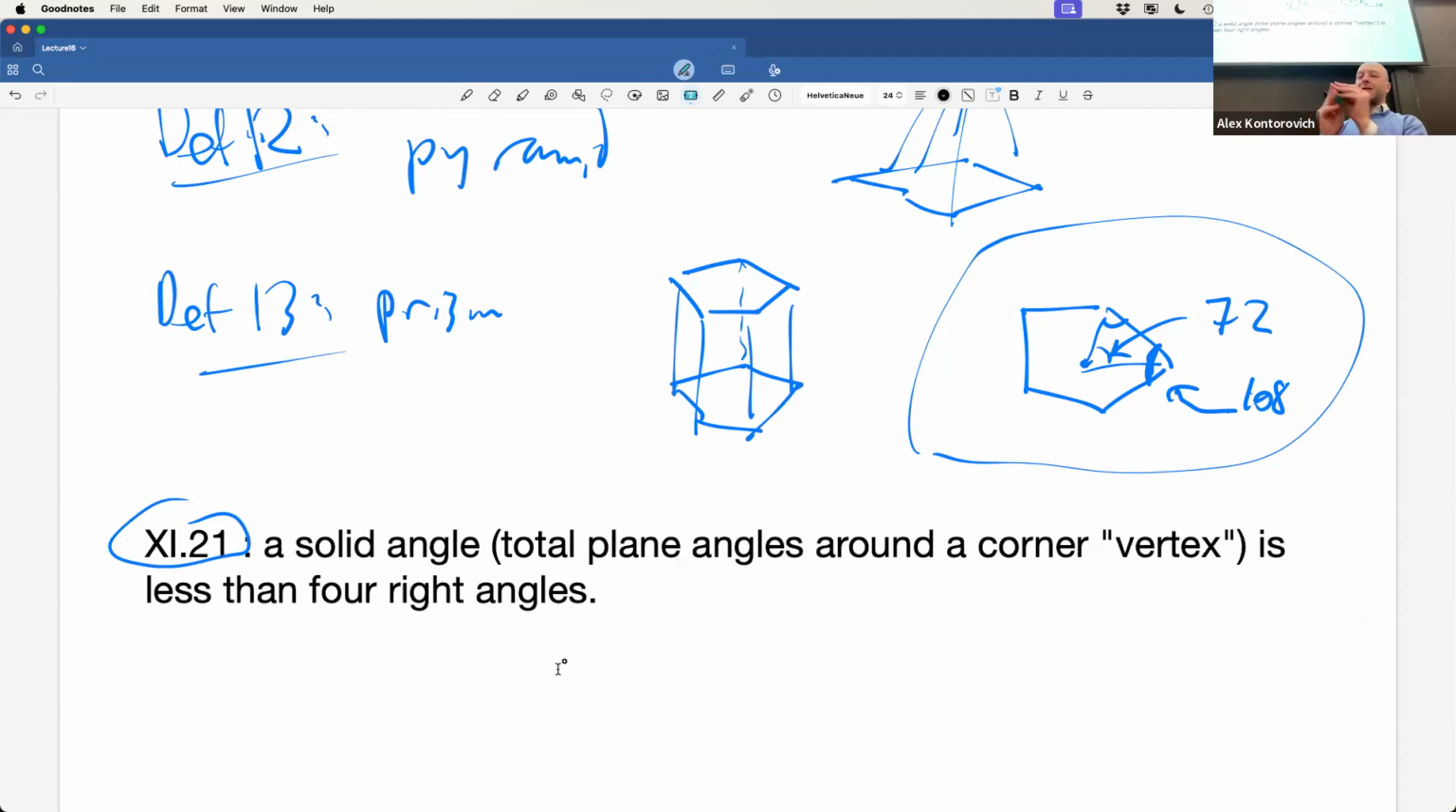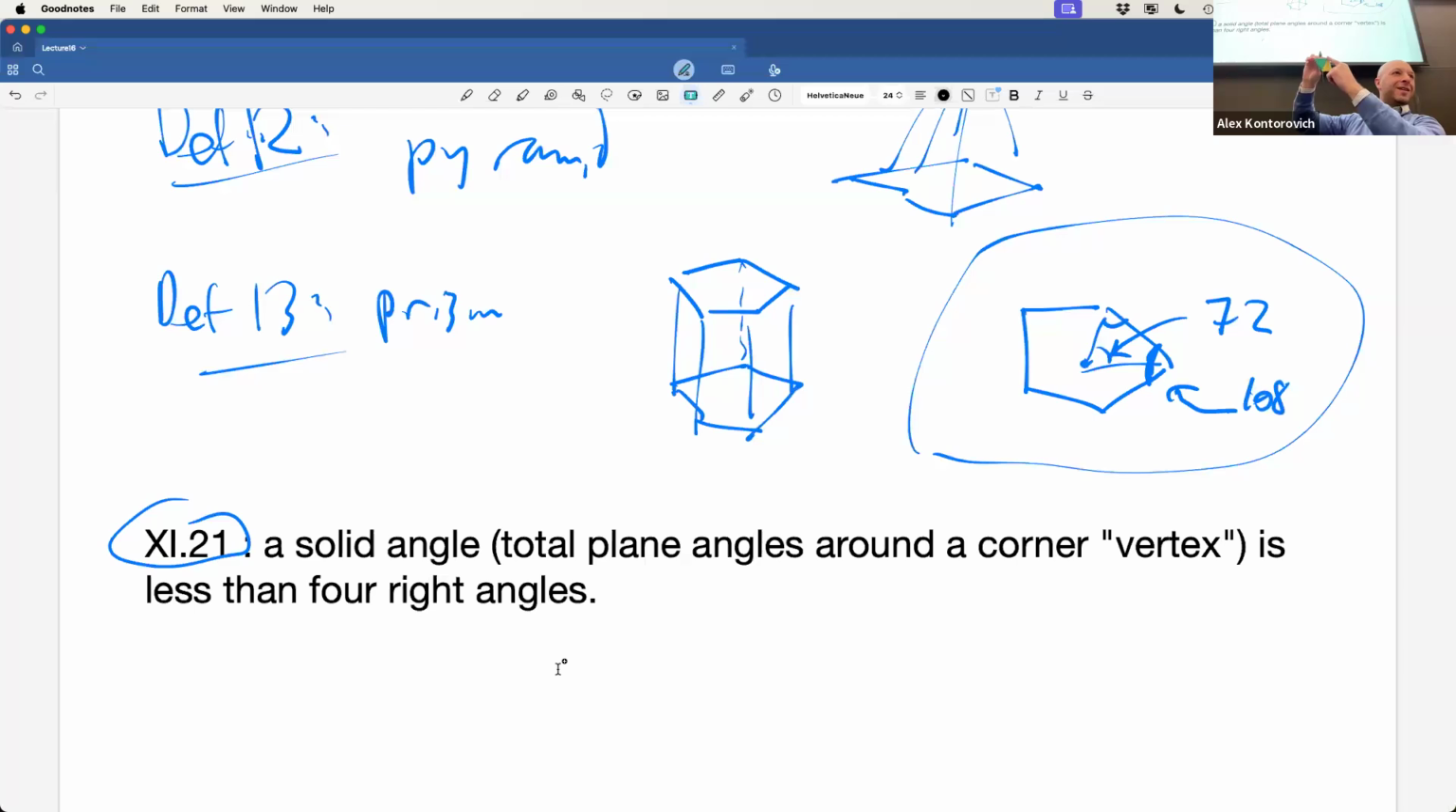So let's just look at that for a second. Here, I'll stick another triangle in here. How much is 4 right angles? 360. Okay, so I've stuck together 3 equilateral triangles and 1 pentagon. So around this corner, I have how many degrees? 60, another 60, another 60, that's 180, and 108. Well, 108 is less than 180. So whatever is around this corner is not going to be more than 360 degrees.